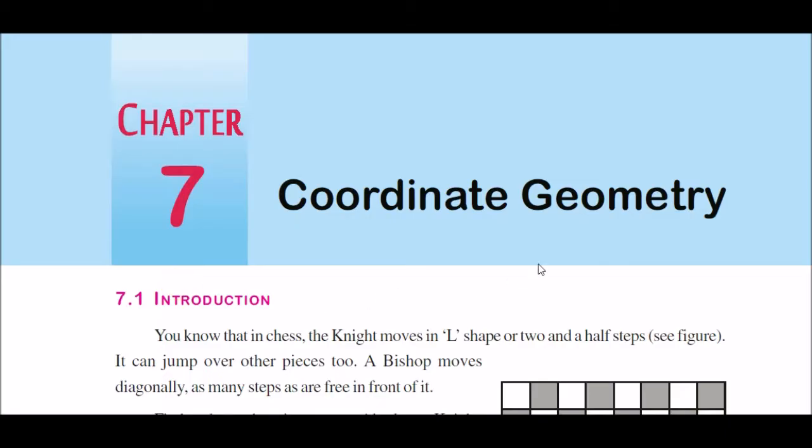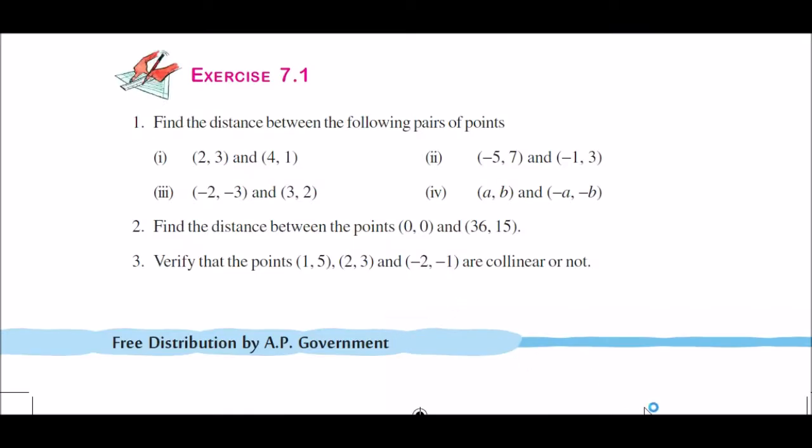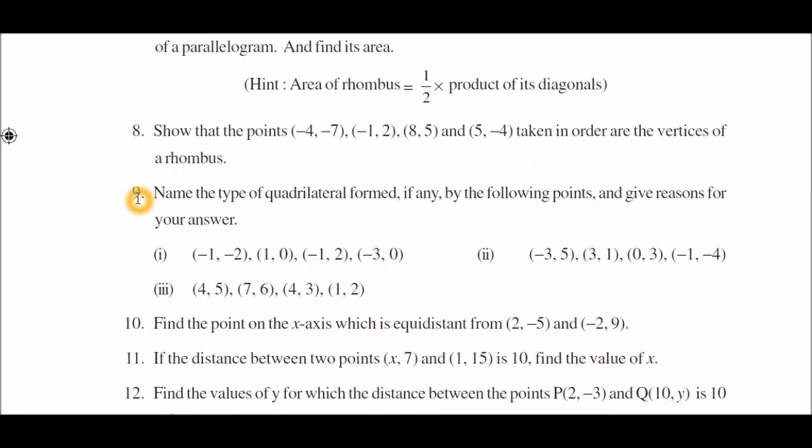Chapter 7 Coordinate Geometry. Exercise 7.1, ninth question, the second problem. In the previous videos, we completed up to the ninth first problem. Now, in this video, I explain the second problem. Name the type of quadrilateral formed, if any, by the following points and give reasons for your answer. The second question: (-3, 5), (3, 1), (0, 3), (-1, -4).